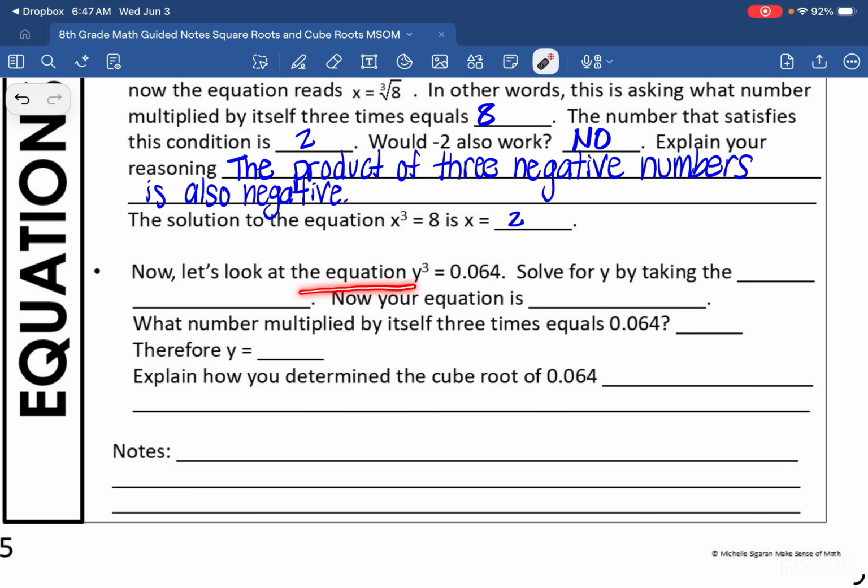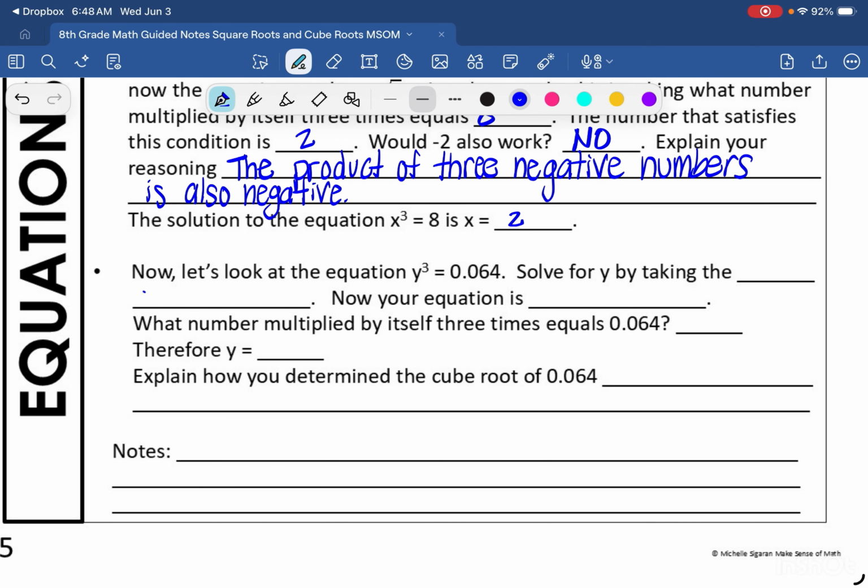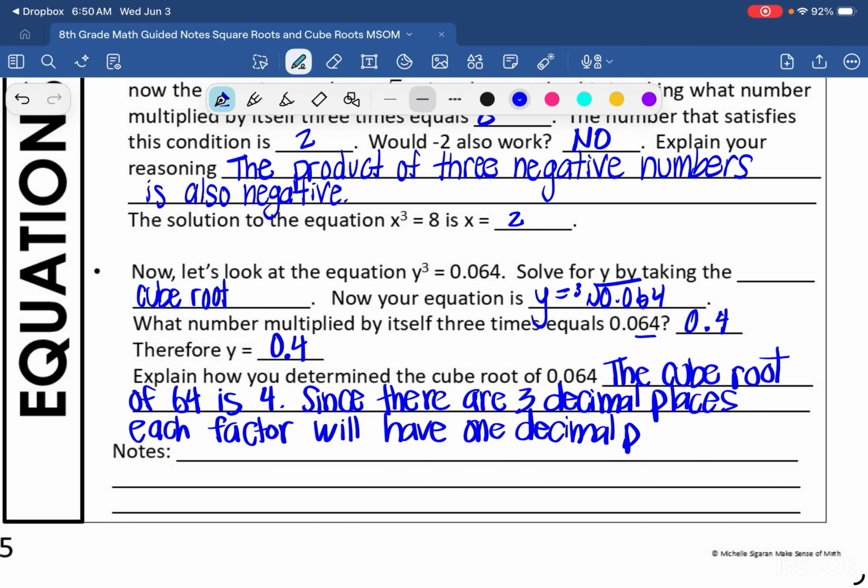Now let's look at the equation y cubed equals 64 thousandths. Solve for y by taking the cube root. Now your equation is y equals the cube root of 64 thousandths. I notice that 64 is a perfect cube. 4 times 4 times 4 equals 64. And there's 1 decimal place for each factor. Therefore, y equals 4/10. Explain how you determine the cube root of 64 thousandths. Well, I noticed that the cube root of 64 is 4. Since there are 3 decimal places, each factor will have 1 decimal place.